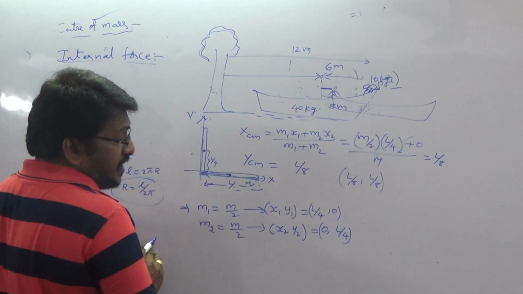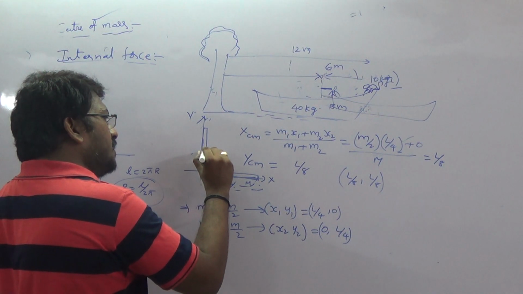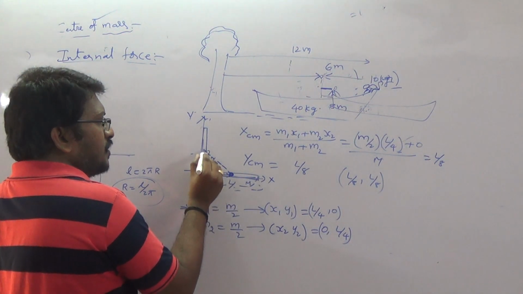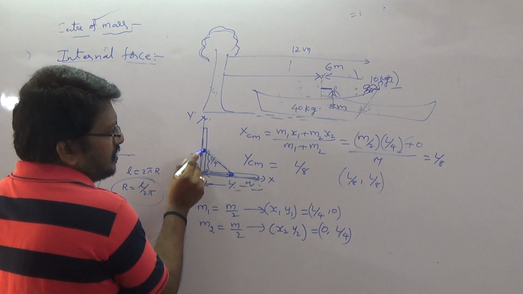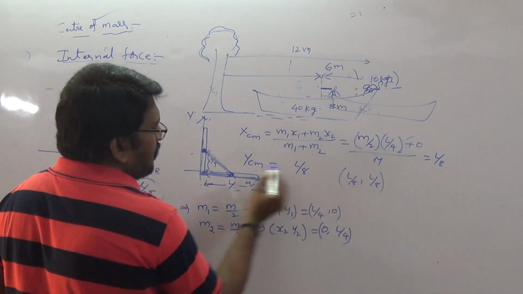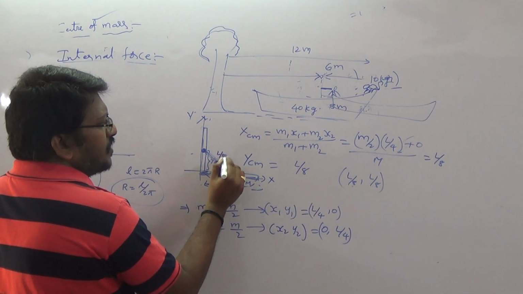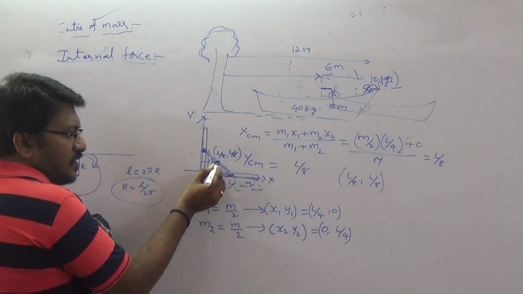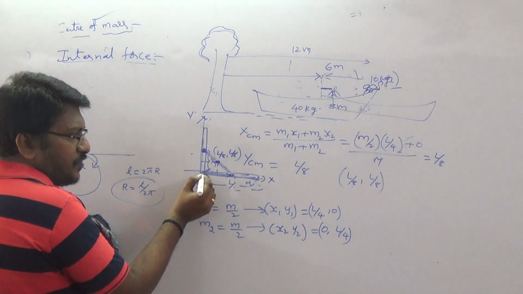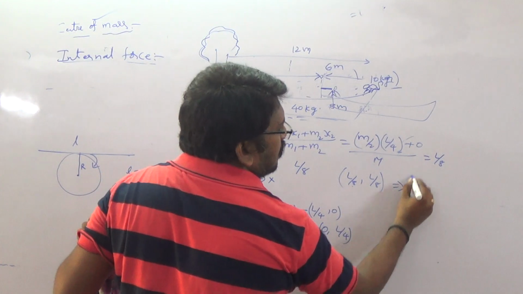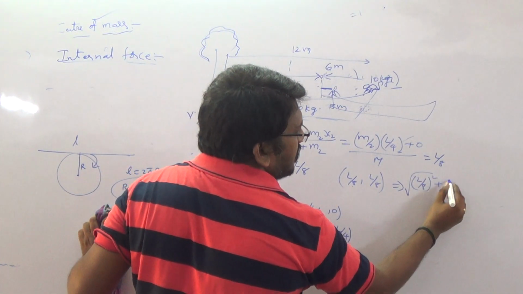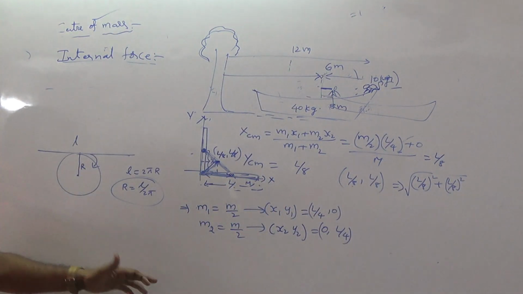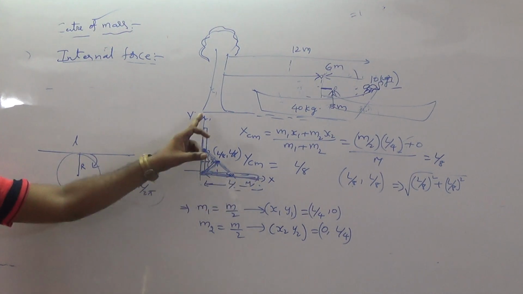That means it must lie along the line joining the center of mass of the first particle and the center of mass of the second particle. So it lies along this axis at a distance, for example, at this position. So the coordinates are L by 8 comma L by 8, like this. What is the distance of the center of mass of this system from the origin? You get the square root of L by 8 whole square plus L by 8 whole square. So that is the shift of the center of mass due to the change of shape.